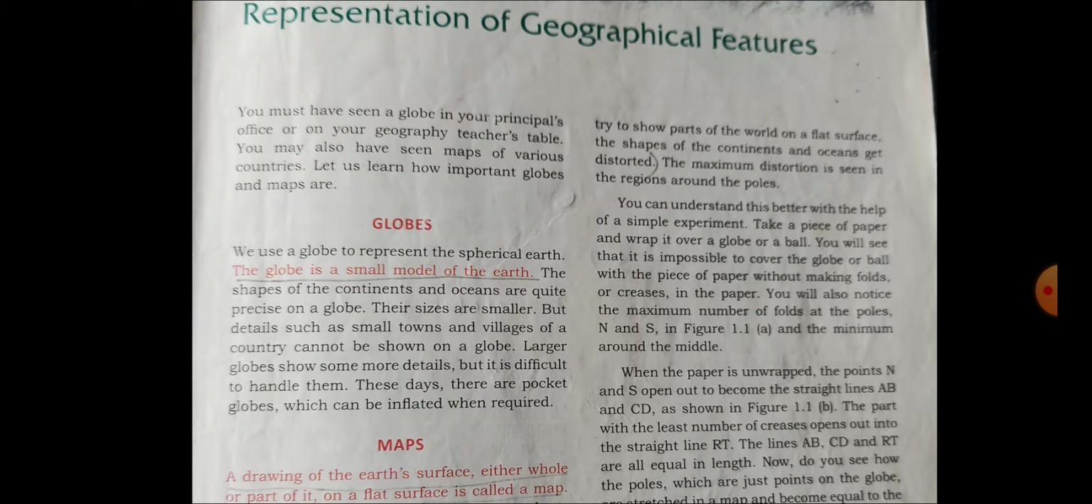It is defined as a small model of the earth, and it shows the continents and oceans in a precise way. Their sizes are smaller, as in reality their sizes are very large, but we cannot show that on a globe, so that's why the sizes are smaller. Details such as towns and villages of a country we cannot show on a globe.